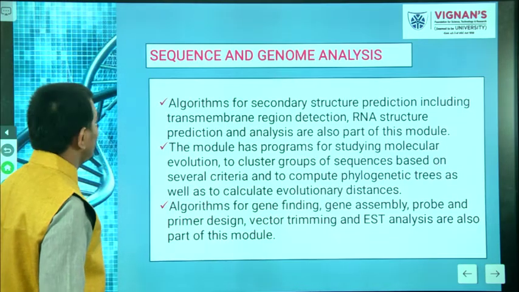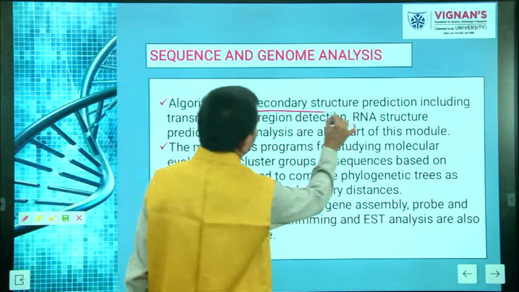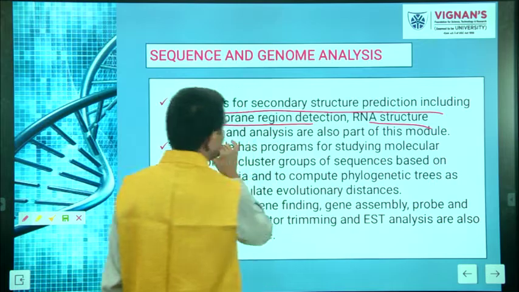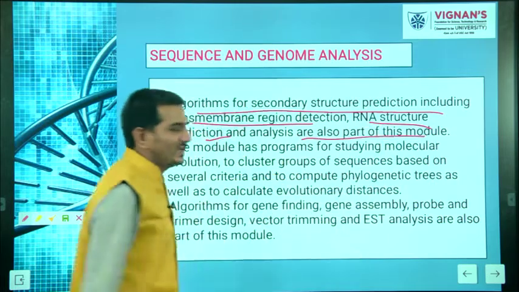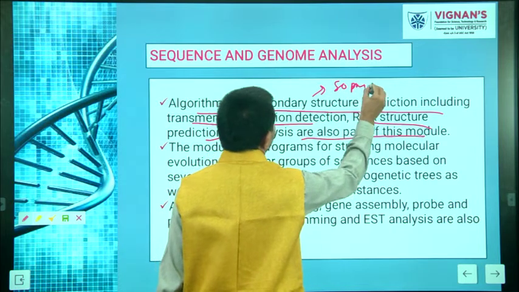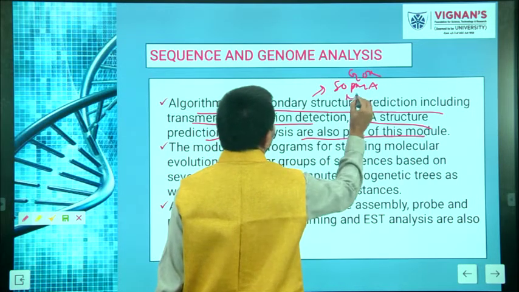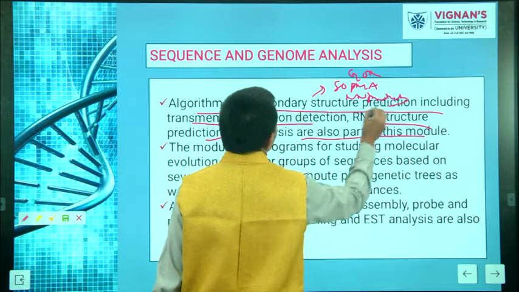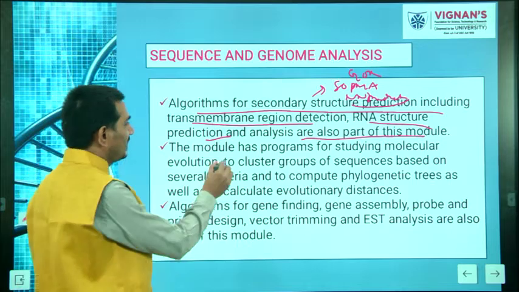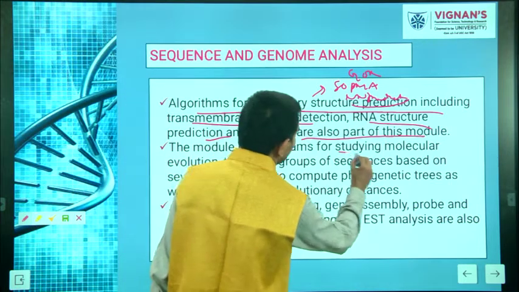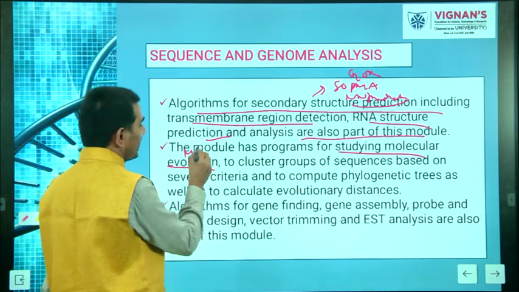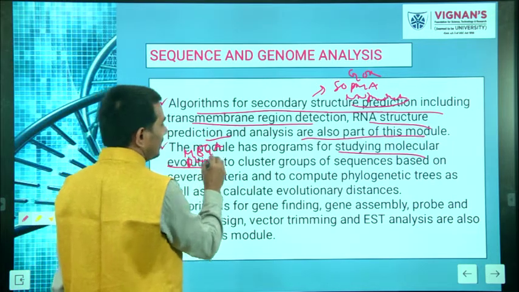And coming to this sequence and genome analysis, here the algorithms are also there for secondary structure prediction of protein and transmembrane region detection, RNA structure prediction, and all these are part of this module. So, for predicting the secondary structure of protein, we have tools like SOPMA, GOR, NN Predict. There are many tools in the field of bioinformatics which are mainly meant for predicting the secondary structure of the protein. And this first module has programs for studying molecular evolution. We can do this by using tools like MEGA and then PHYLIP.